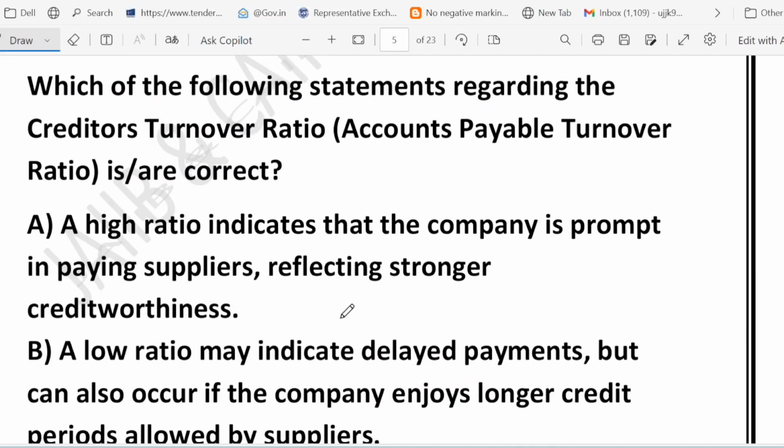Let's look at option number A. Option number A, yes, it is correct. Because this ratio tells us how many times in a year a company clears its dues to the supplier. That is what creditor turnover ratio means. What is the meaning of it?